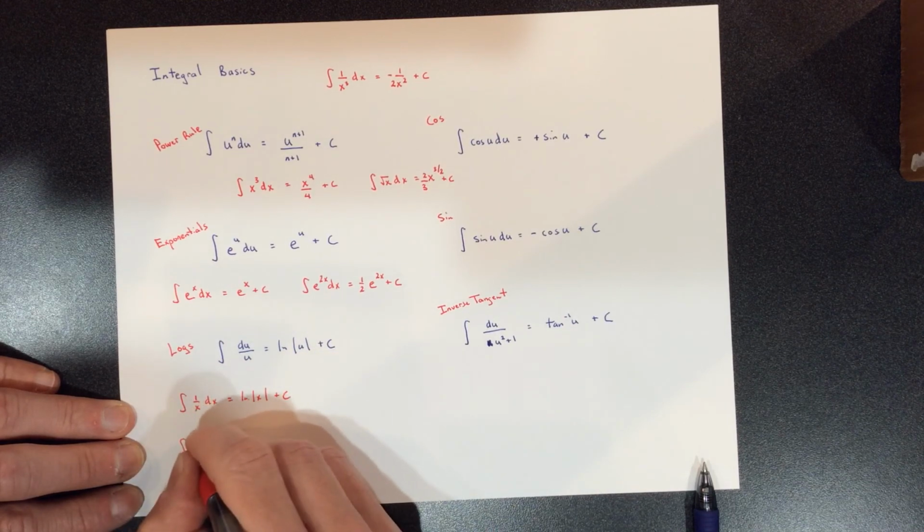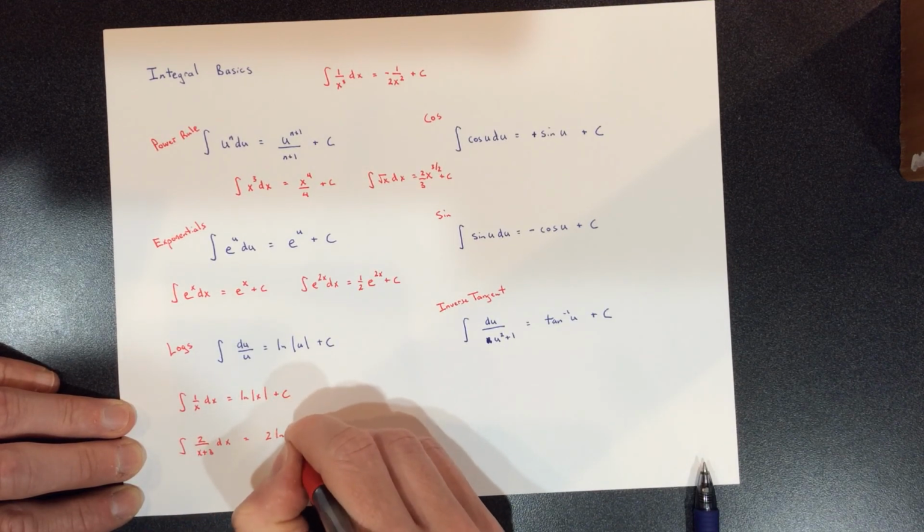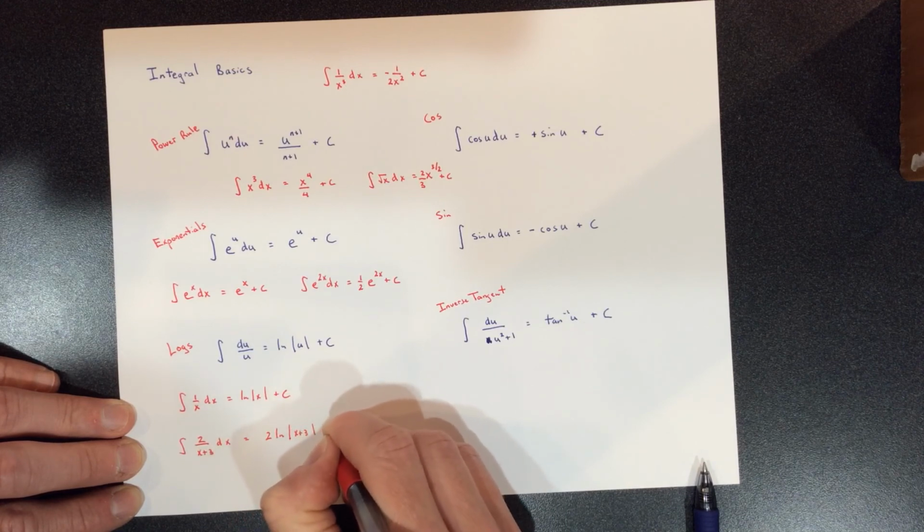We can integrate 2 over x plus 3. That doesn't make it too much harder. That's just 2 times the natural log of x plus 3. Right?